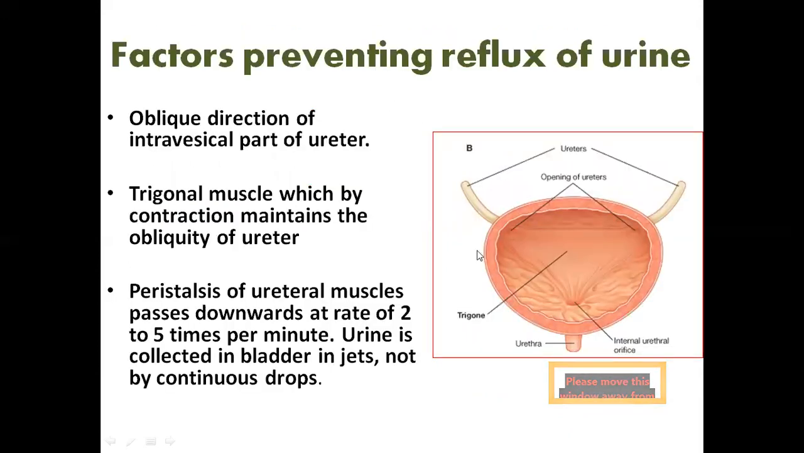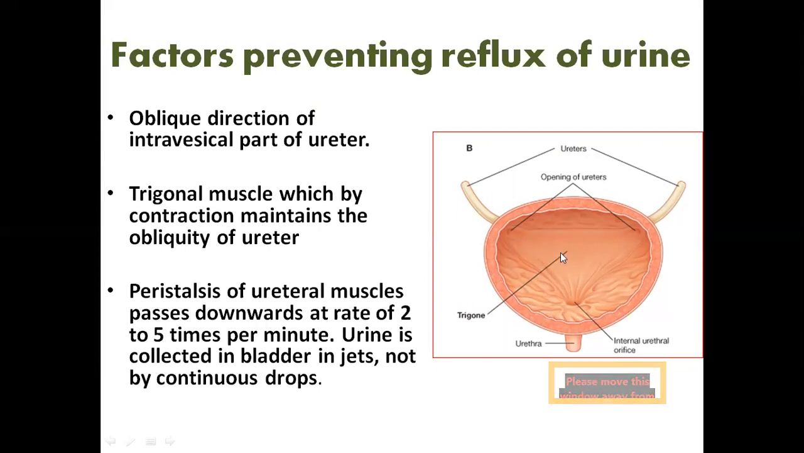Now let us see what are the various factors which are not letting the urine go back to the ureter. The course of urine is from the kidney to the ureter, from the ureter to the urinary bladder, from the urinary bladder to the urethra. Then it goes out. There is no reverse journey. So how is this prevented? See, the direction of the ureter is oblique in the wall of the urinary bladder. So, oblique direction of the intravesical part of the ureter.